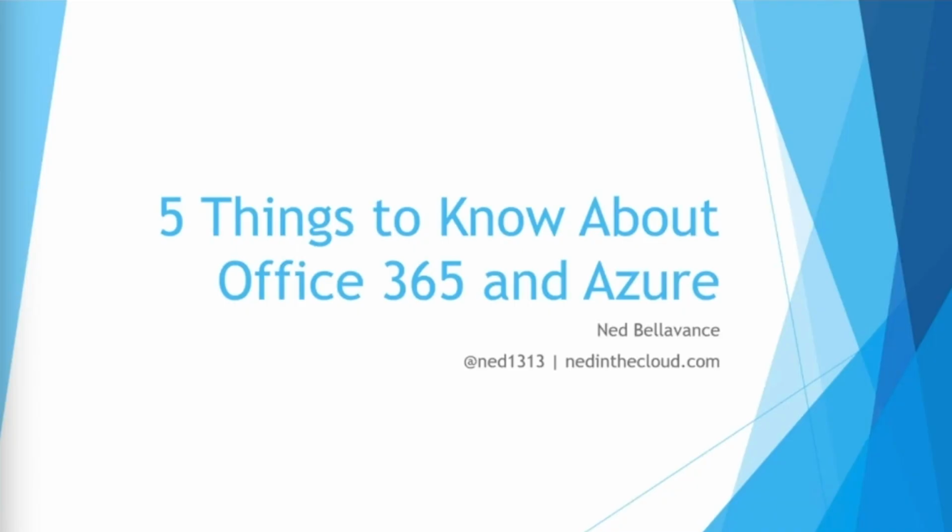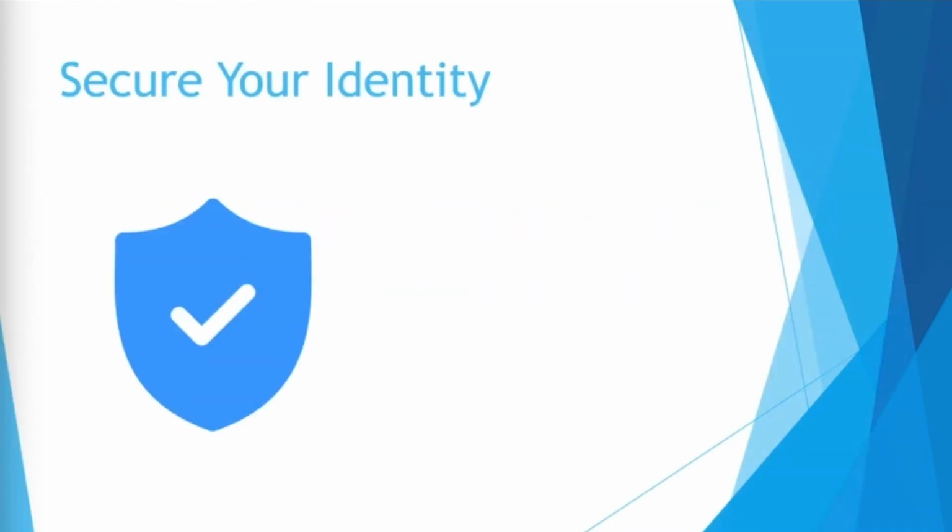Hello, everyone. I'm Ned Bellavance, Ned1313 on Twitter, and this is 5 things to know about Office 365 and Azure. Okay, so number 1 is to secure your identity. Identity is the new currency when it comes to the cloud. You no longer have a network perimeter that all your applications live behind. When it comes to accessing services within the cloud, it's all about identity.